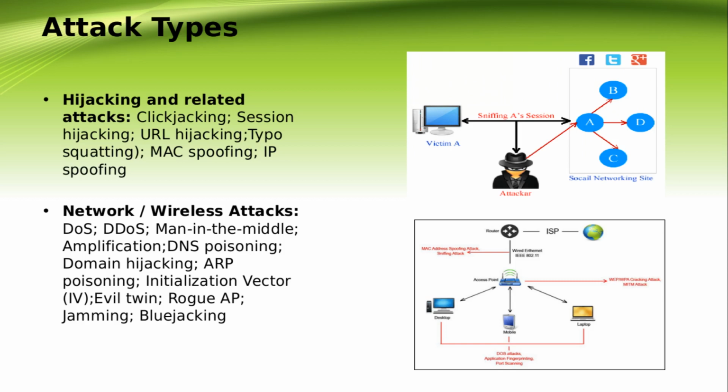So the first one you can see there is a man in the middle attack, which is a session hijack. So it's an example of session hijacking. So victim A, and then social networking, how the attackers misuse sniffing the information using the hijack. The second picture is, you can see, wireless attacks. How does it happen? So the wireless attack.